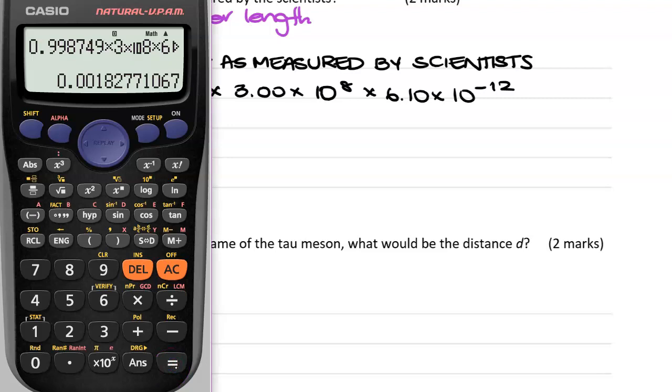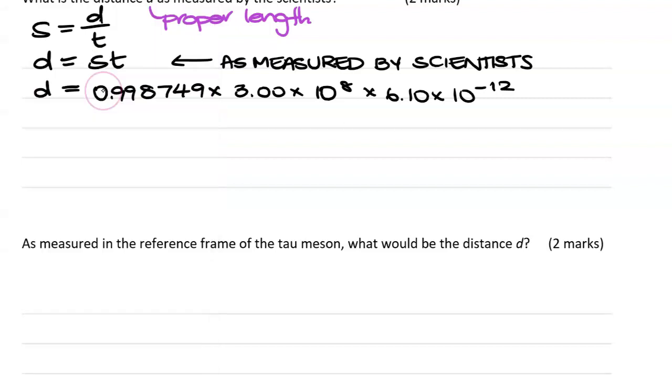Alrighty. Let's use scientific notation for this, and we can do it to 3 sig figs, so it's going to be 1.83 by 10 to the negative 3. And the units are not seconds, meters. So that is the distance as measured by the scientists, and let's remind ourselves this is a proper length.